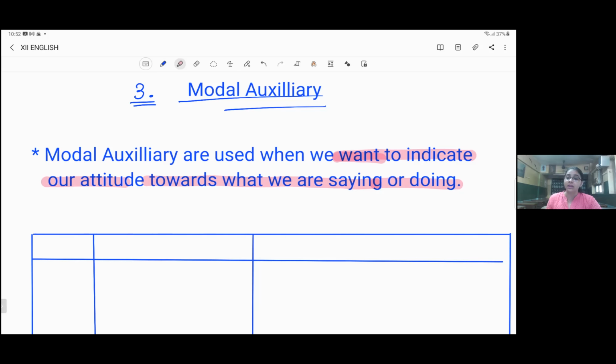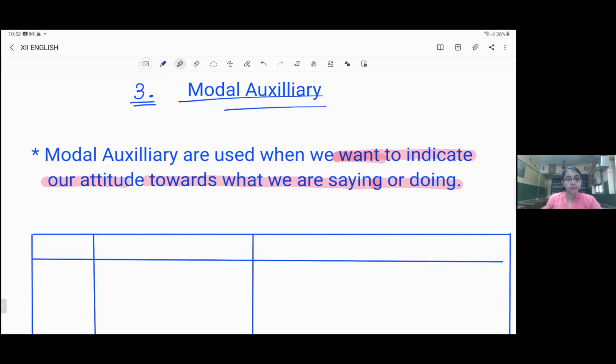So modal auxiliary is compulsory in each and every sentence when we are writing, speaking, or communicating. So it is very compulsory that you all learn all the modal auxiliaries and their functions also. Because when they ask you the question, they will write it in the bracket: change the modal auxiliary into this particular function. Then you have to change the sentence into that particular function.